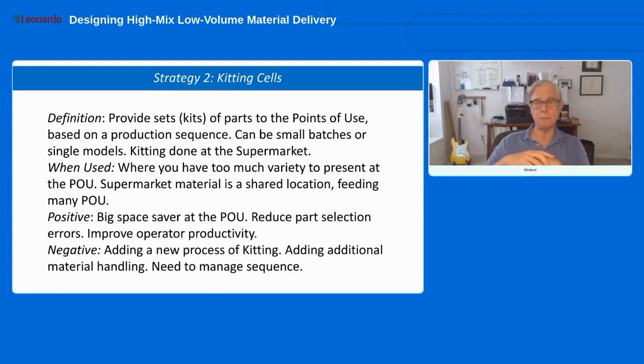So eliminating the part selection process will improve their productivity, right? More time spent actually building the product rather than looking for parts. And even in pretty mature, pretty lean, already pretty efficient environments, when you give the operators what they need directly, then you're going to see an increase in productivity.